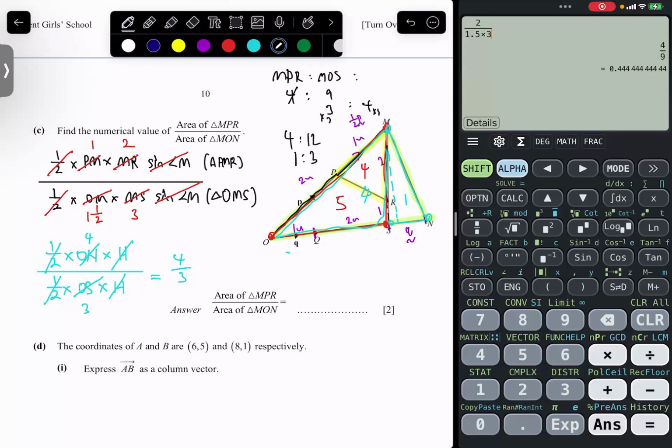Is it? Okay, let me reiterate my logic now. Half times, this is 4 units. The whole thing is 4 units. This is 3 units. So 4 to 3. So MOS is 3 and 4. So 9, 4 over 3. Yeah, 1 over 3. Okay, answer.